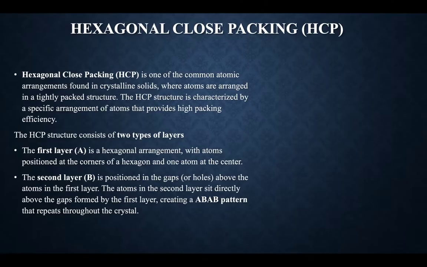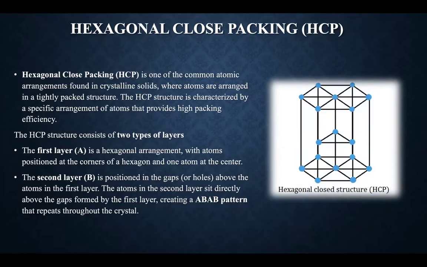The first layer A is a hexagonal arrangement with atoms positioned at the corners of a hexagon and one atom at the center. The second layer, B, which we usually call, is positioned in the gaps above the atoms in the first layer. The atoms in the second layer sit directly above the gaps formed by the first layer, creating an AB pattern. That will be a repeating pattern AB, which is called the HCP structure that repeats throughout the crystal.